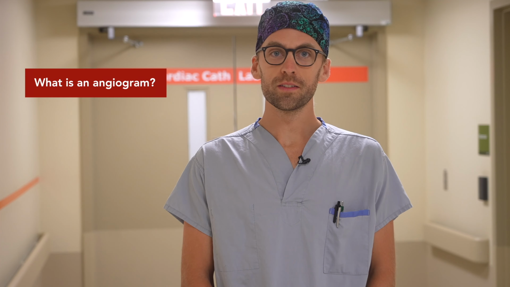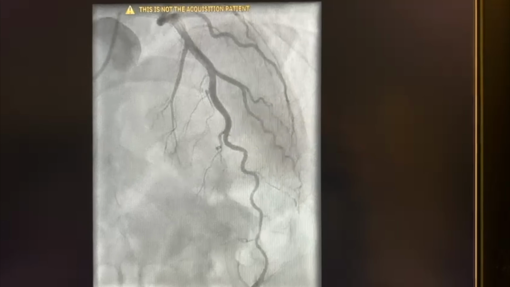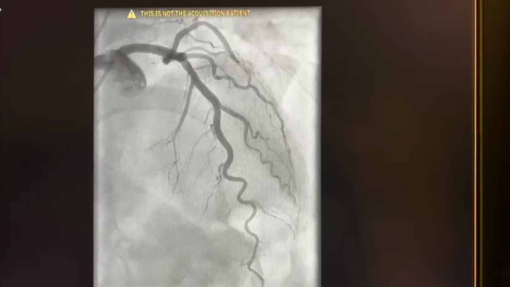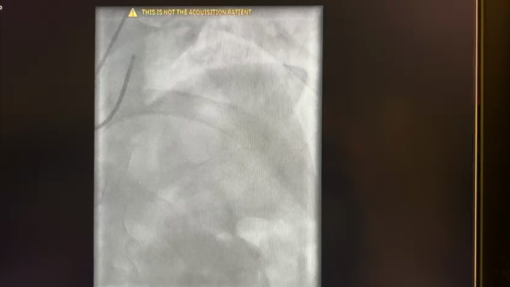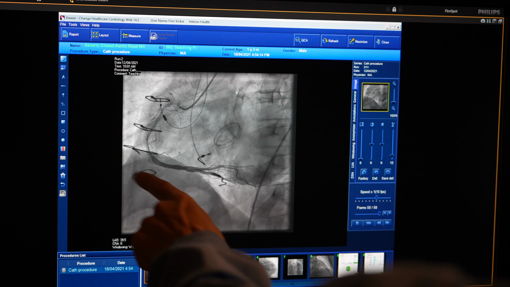An angiogram is a diagnostic test where a doctor called an interventional cardiologist looks at the blood flow through the arteries that supply the heart. These arteries are called the coronary arteries. The coronary arteries can be thought of as the fuel lines that supply blood, the fuel, to the heart muscle.